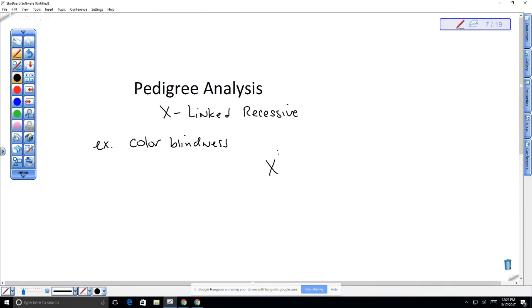And so I'm going to put a C here with a little line over it, right? So that means that it is recessive. So this causes the trait. An X with a big C is normal.